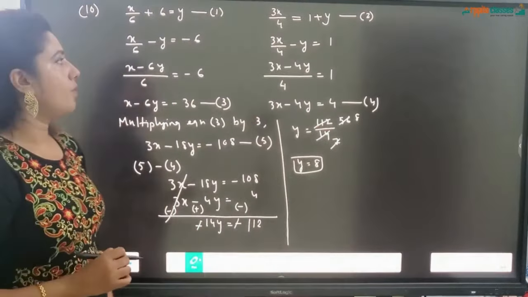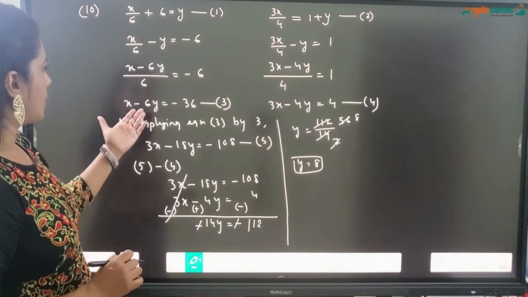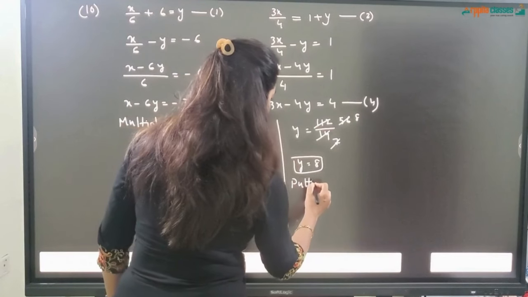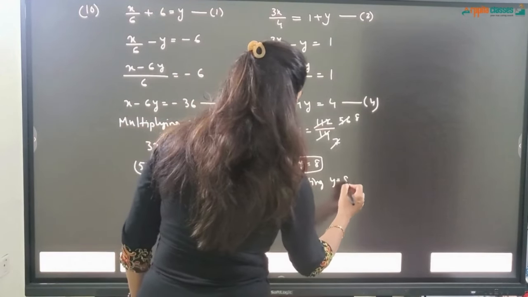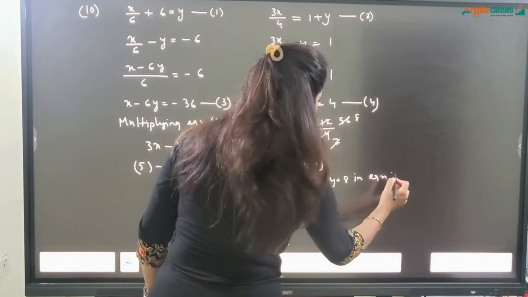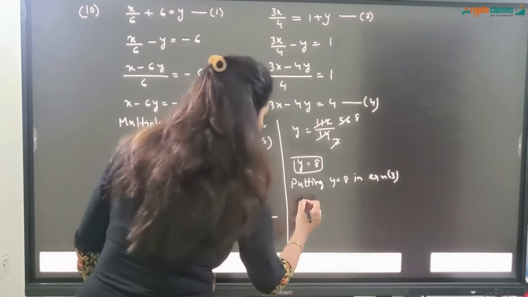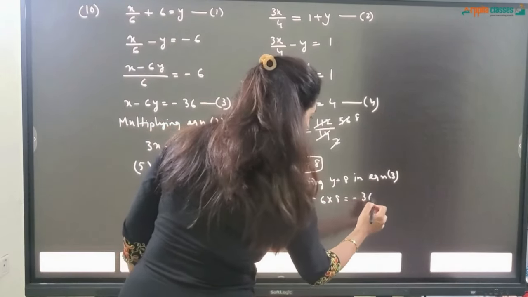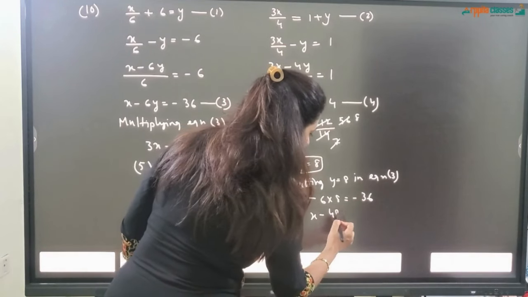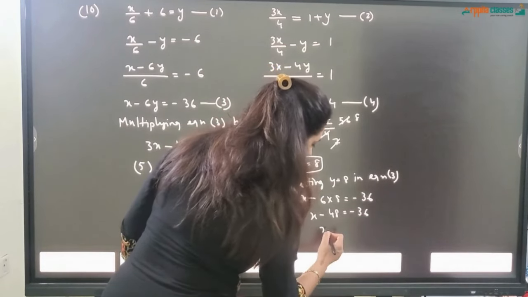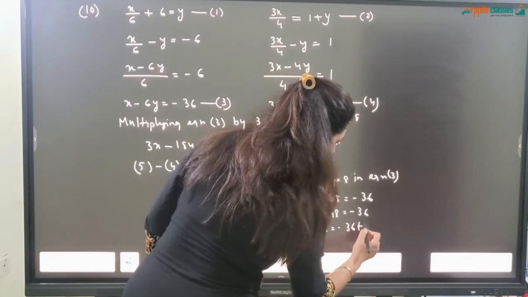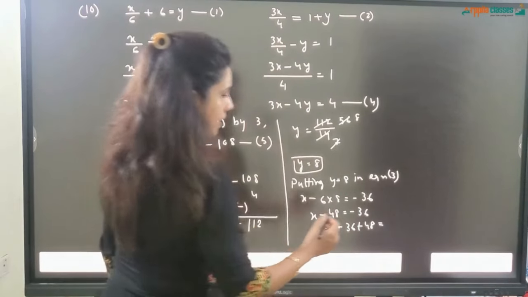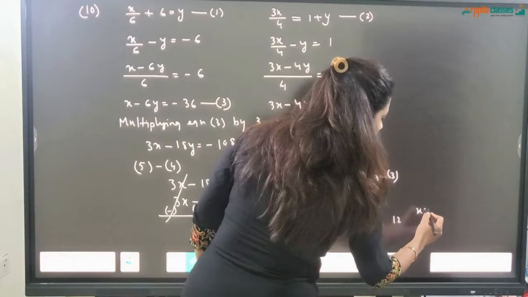Once we get the value of y, we'll put it in equation 3. Okay, so putting y is equal to 8 in equation 3. So x minus 6 into 8 is equal to minus 36. X minus 48 is equal to minus 36, or x is equal to minus 36 plus 48. That is 12. So the value of x is equal to 12.